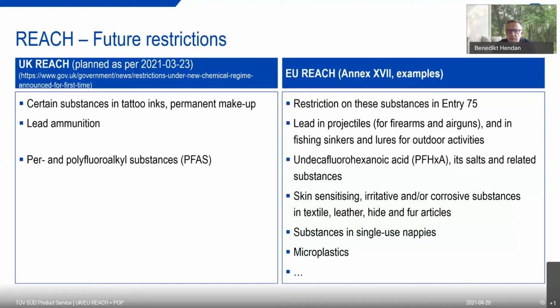Some further projects that are currently under approval in the EU: one is skin sensitizing substances in textile, leather, hide and fur articles. The comments started already in 2018 for this project, and it is estimated that this regulation will be published within the next weeks or few months. It should be nearly at the publication date, but I have no current status. It should be soon. This has a huge impact on the textile, leather, and footwear industry. Whether the UK will also follow this and have a similar approach is unknown at the moment. It's not on the plan currently. Also, there is a project concerning substances in single-use nappies under REACH in the EU, and also under microplastics, and there are several more. So as you can see, there will definitely be differences.